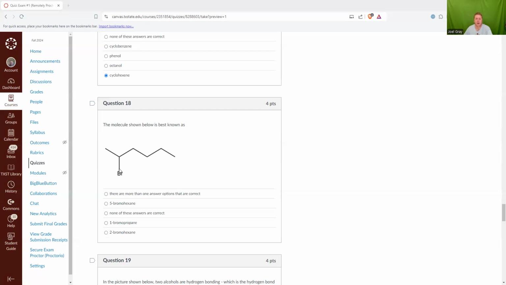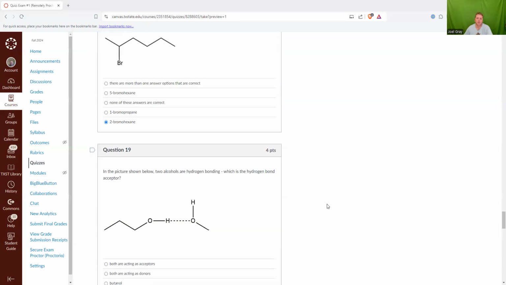Okay, now we've got a bromine there. 5-bromohexane, 1-bromopropane, and 2-bromohexane. Well, all of those have the bromine included. So the question really boils down to, what's the length of our carbon chain? Hex. So that 1-bromopropane, that's out of the question. Let's remove that. So now we're down to 5-bromohexane or 2-bromohexane. What we want to do is make sure that the bromine has the lowest possible number. And so what's a lower number, 5 or 2? 2. 2-bromohexane is our correct answer.